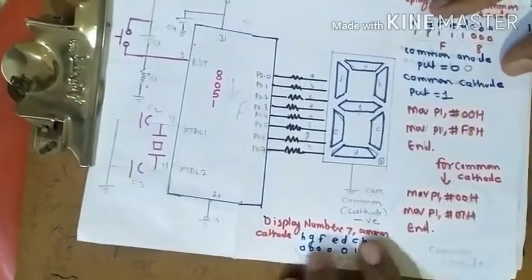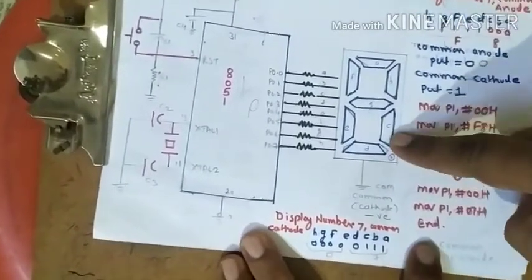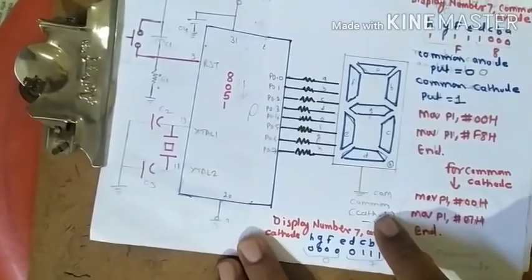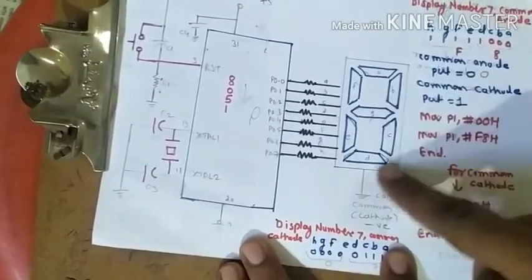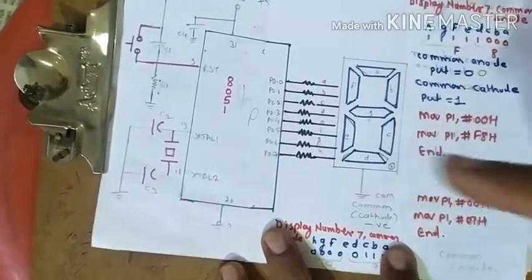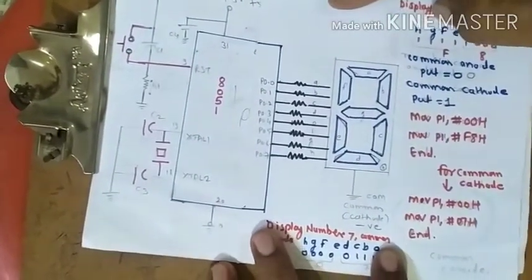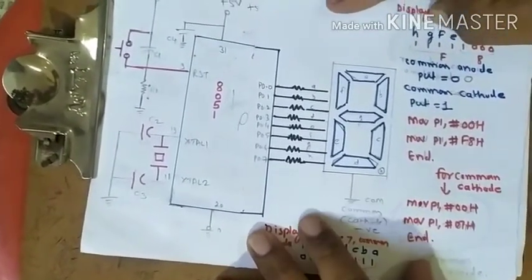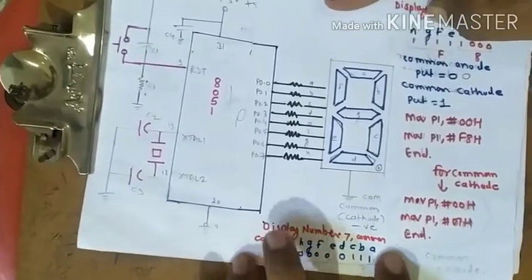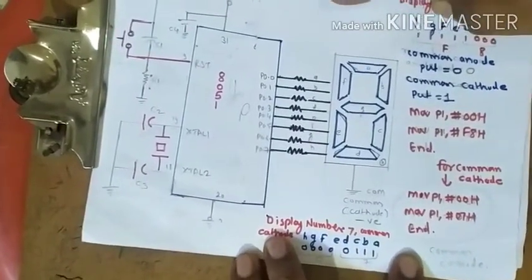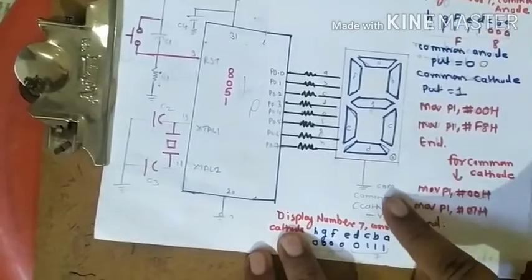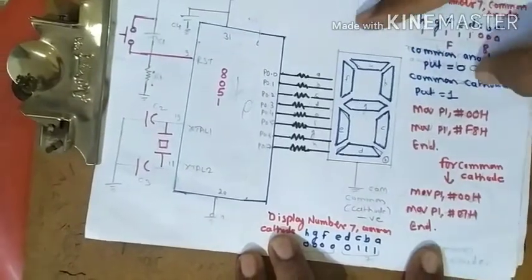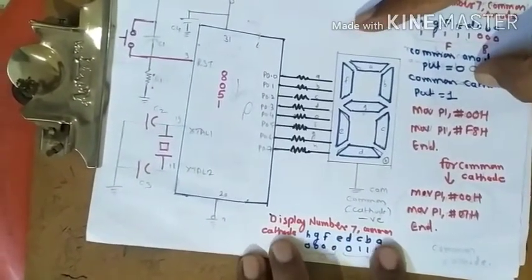See the second case. If we connect our 7 segment display with the 8051 in common cathode condition, then we have already given negative supply to this 7 segment display. It waits for logic 1. Whichever LED we want to glow, we have to send logic 1 to that respective pin. In the previous case we sent logic 0, but in this case we have to send logic 1.